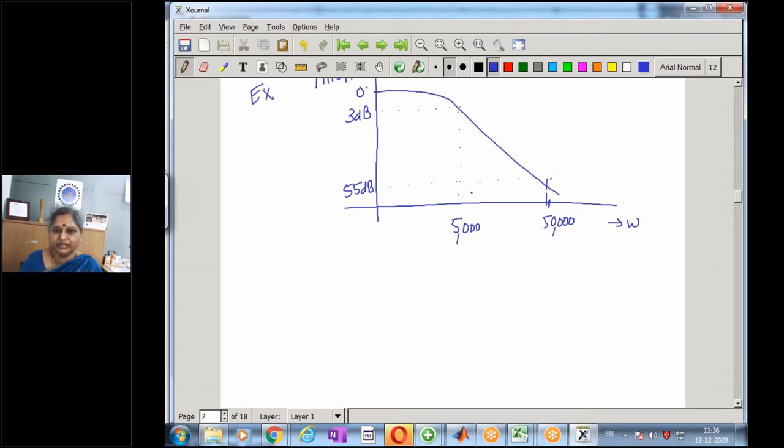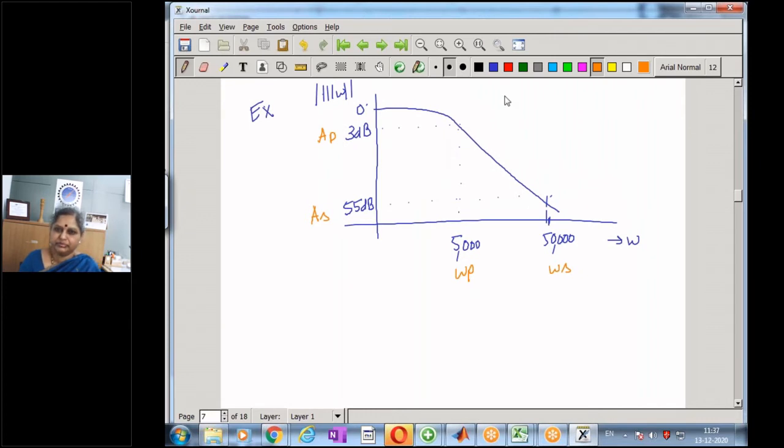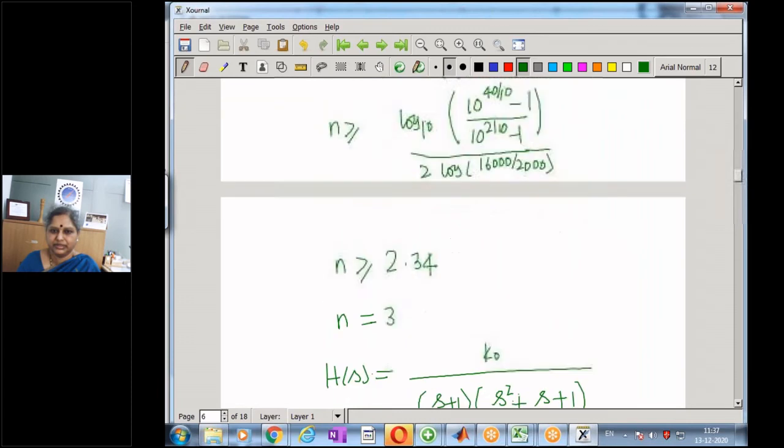If I look at this, my specifications are: this is my omega, the passband frequency, this is my stop band frequency, this is my stop band attenuation, and this is my passband attenuation. I need to substitute the values and try to get the order of the filter. So let us see what we are given. We will substitute into the formula and try to get the result. Let's get the formula.